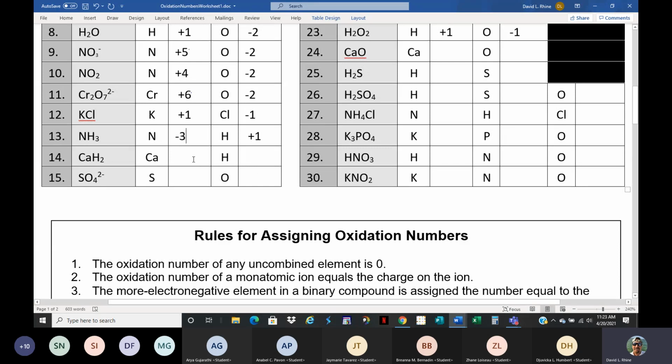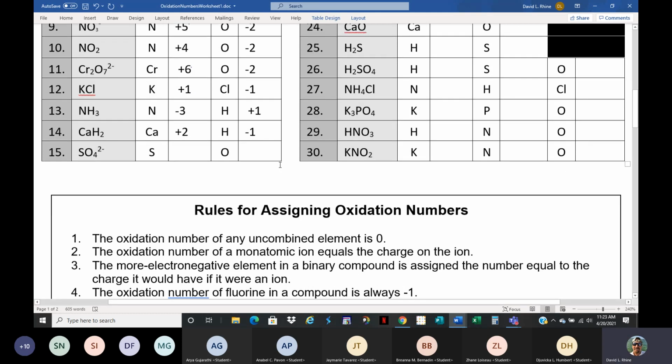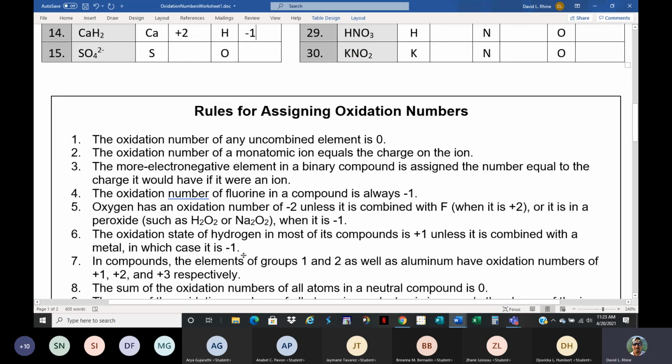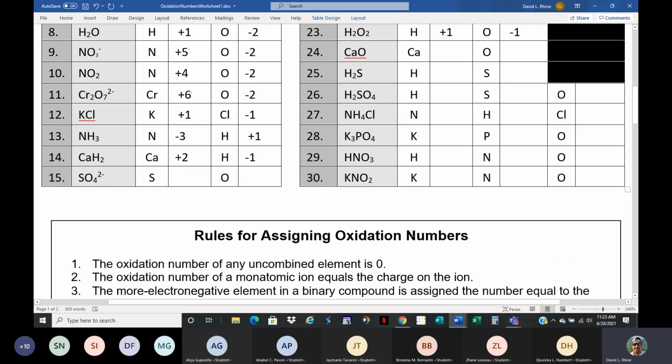Okay. All right. Next, calcium is always a +2, and hydrogen's always a -1 when it's combined with a metal. Remember, calcium's a metal. Do I need to review that? Rule 6: the oxidation state of hydrogen in most compounds is +1 unless it is combined with a metal, in which case it's a -1. Okay, calcium's a metal.